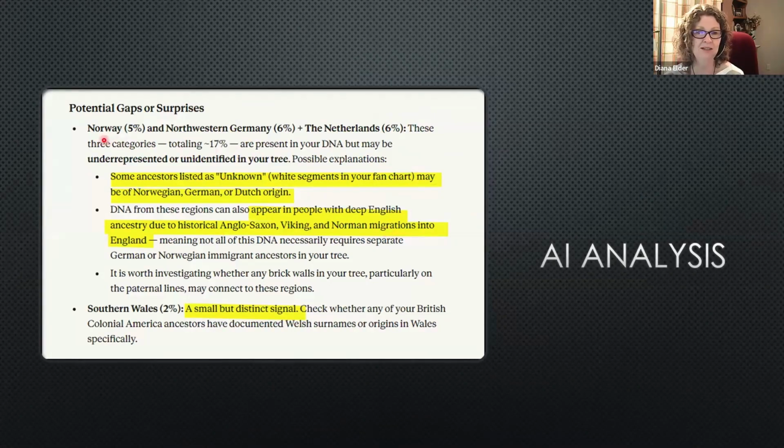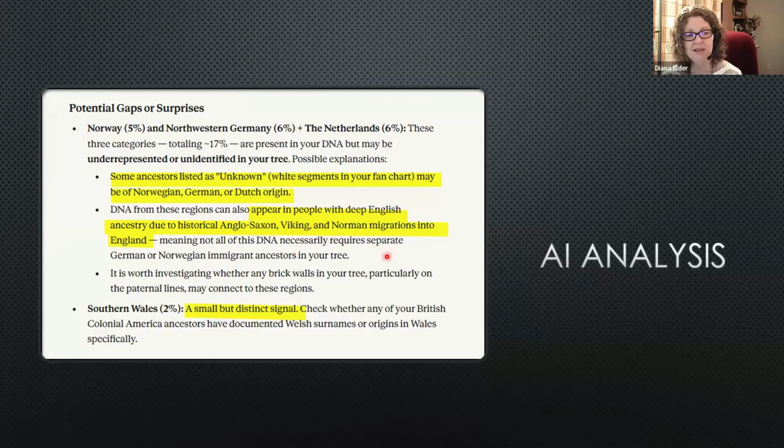Now it mentions this Norway. This is a potential gap or surprise. So now it's picking out things that don't seem to quite fit with the tree: the Norway, the northwestern Germany, and the Netherlands. So remember, it's trying to match up things to my family tree. So it says that some ancestors listed as unknown, the white segments, may be Norwegian, German, or Dutch. That's true. And DNA from these regions can also appear in people with deep English ancestry due to historical Anglo-Saxon, Viking, and Norman migrations into England.